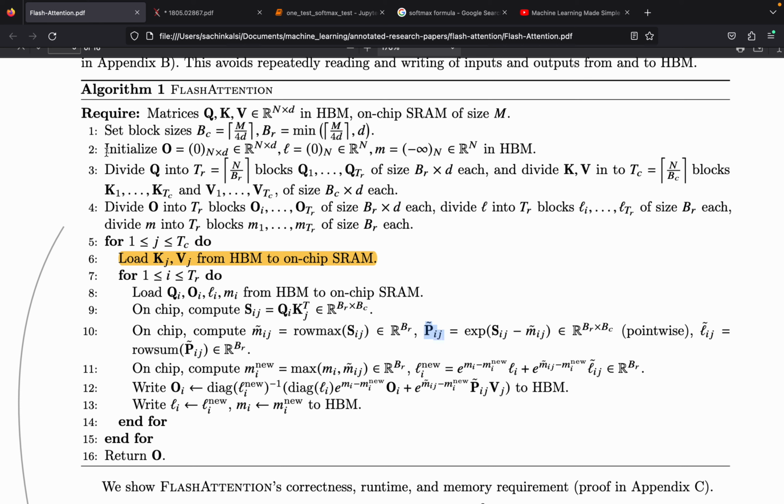Okay, and also we need to initialize a few intermediate variables. For example, intermediate variables in this case could be L and M. What is M and what is L? We will discuss this down the line in a very detailed way. Okay, and finally O is the output.